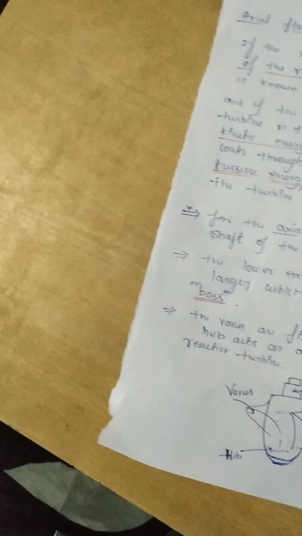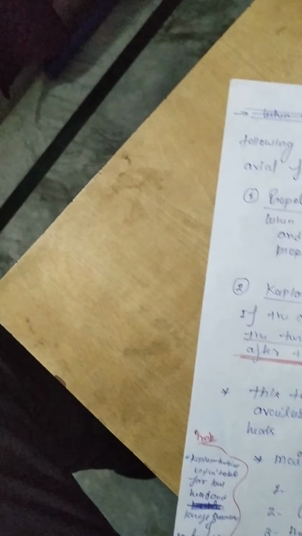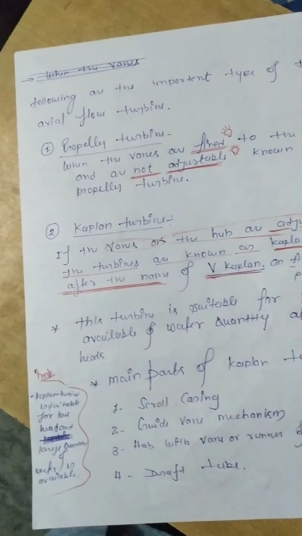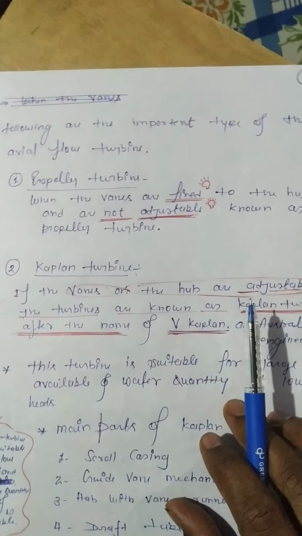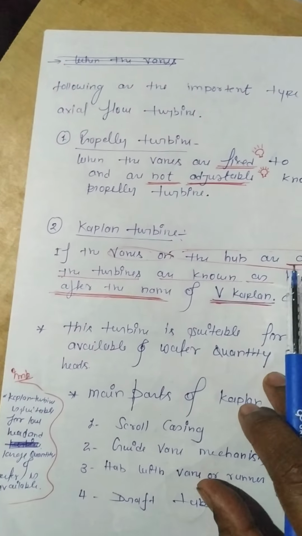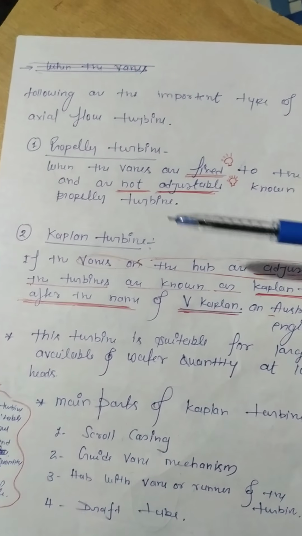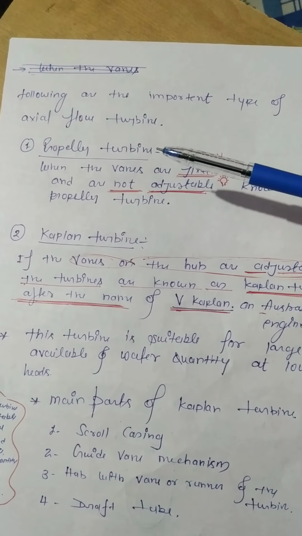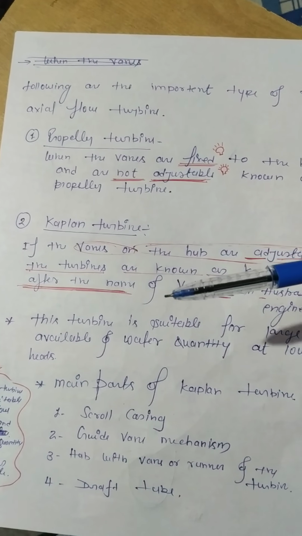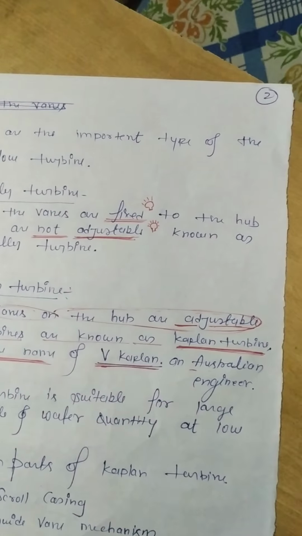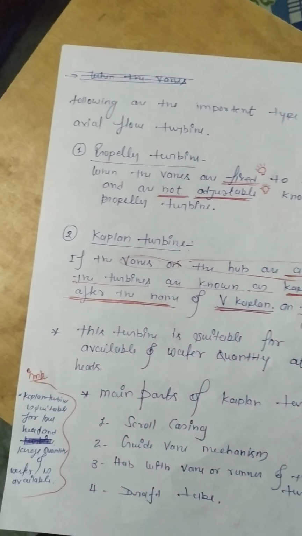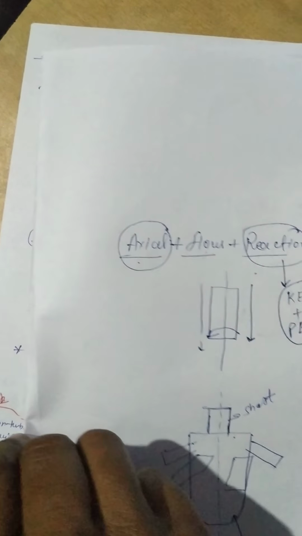So the next part: the important parts of the axial flow turbines. We can classify them into two types, right? The first one is the propeller turbine and the second one is the Kaplan turbine. So what is a propeller turbine? First of all, we should know what a propeller turbine is.